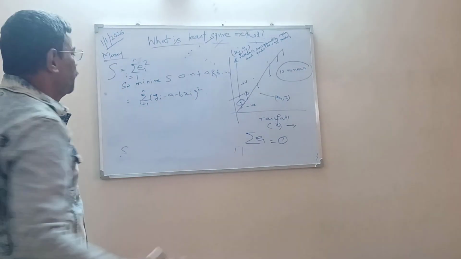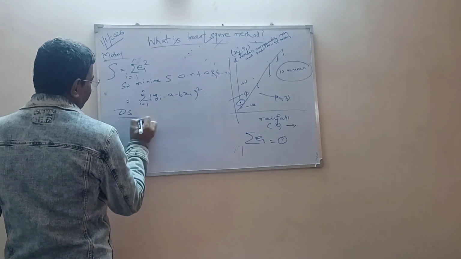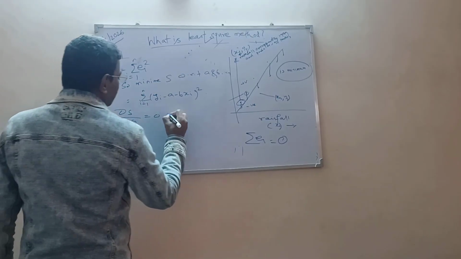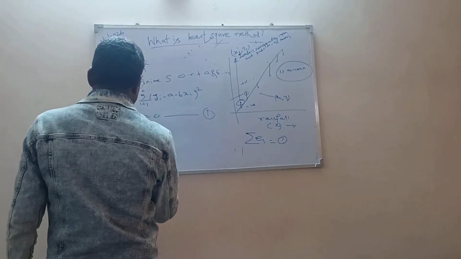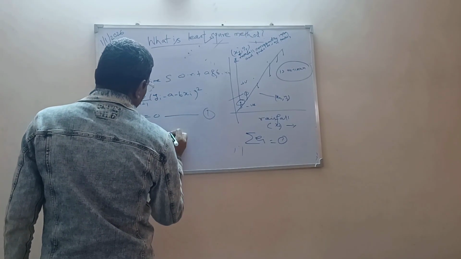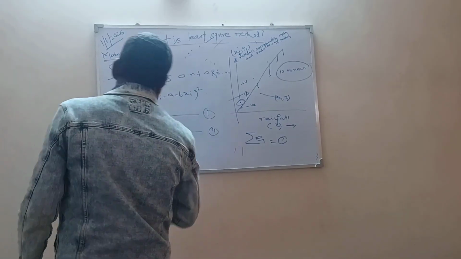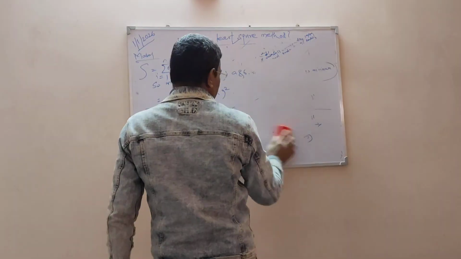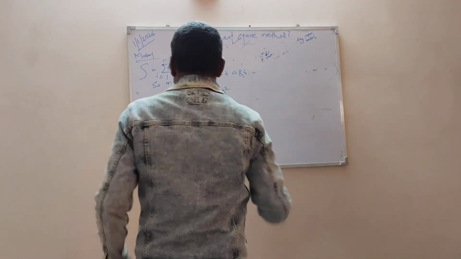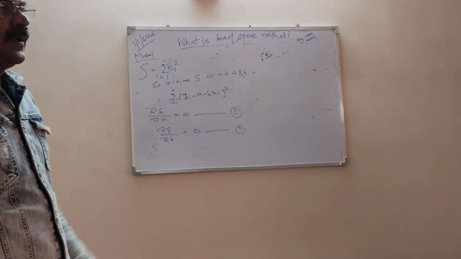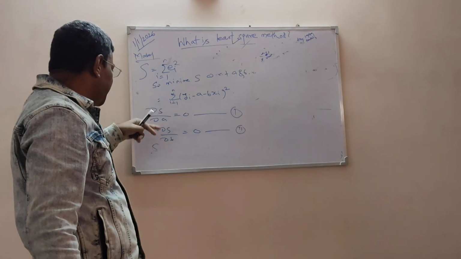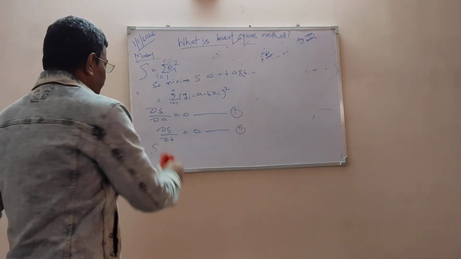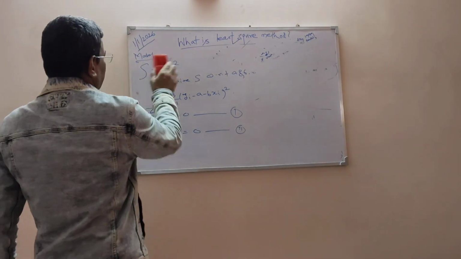I have two equations, two unknowns. The first one is dS by da equals 0. This is equation 1, and then dS by db equals 0. This is equation 2. These two equations, let's try to solve them.